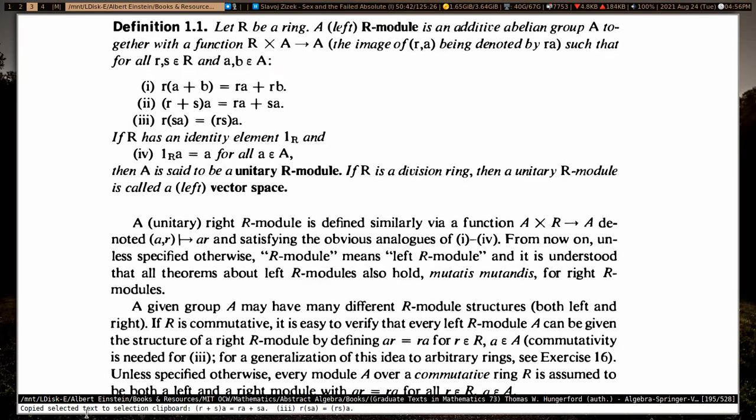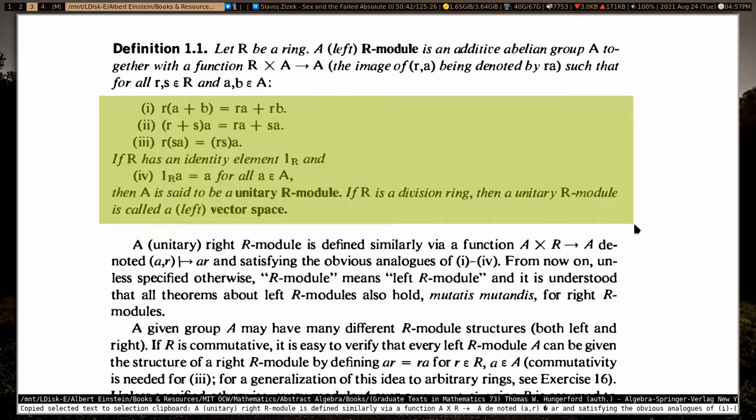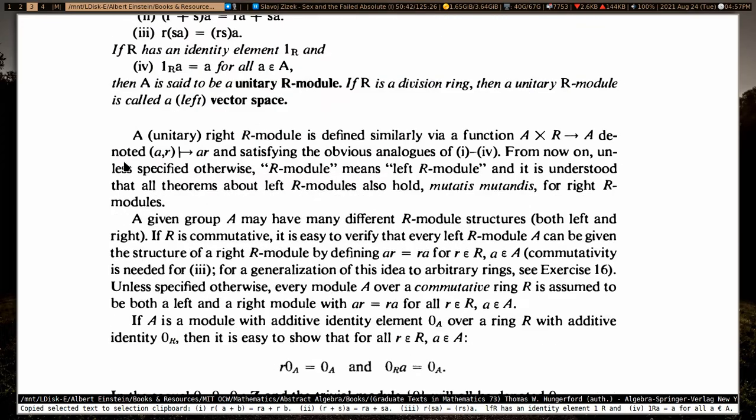Okay. So, we're talking about the modules in terms of left and right. A right module just means that you're taking elements in the opposite order. So, instead of taking r with a, this is the ordered pair that you're mapping with this function, you do ar. So, that will be the right R-module. Your binary operator is like this, right? And it satisfies all these conditions, of course. But here, I believe Hungerford says that it's always a left module unless stated otherwise.